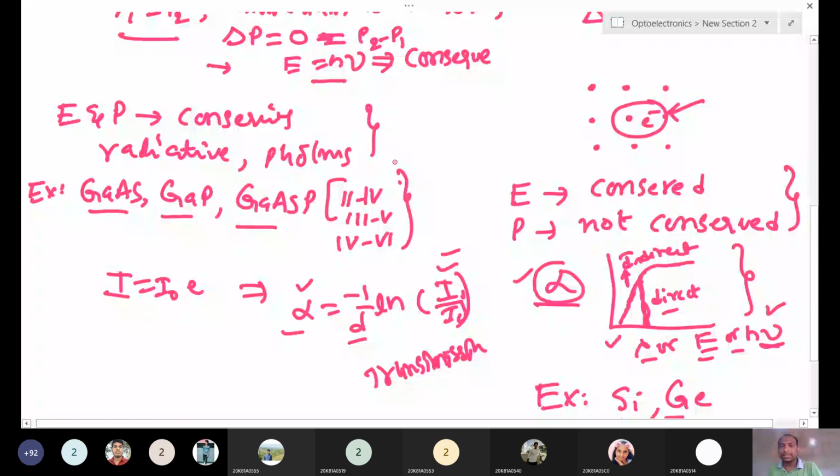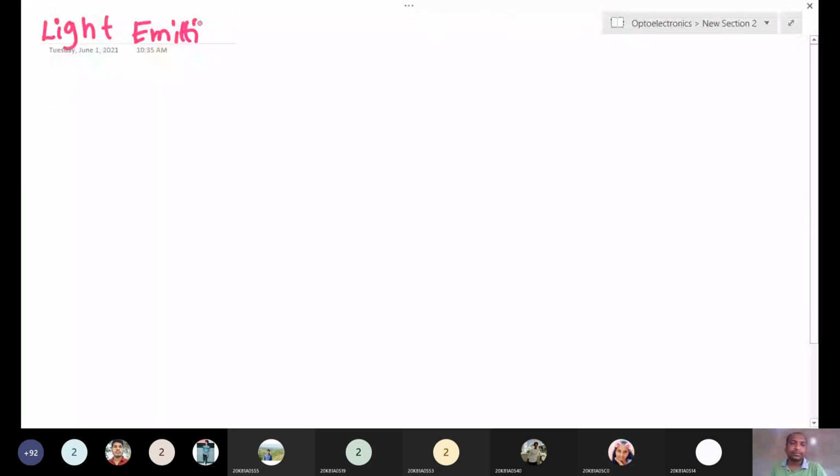Okay, thank you. So now we'll move to the LED. That is a very, very important topic. Suppose where you are using these LEDs. LED means light emitting diode.